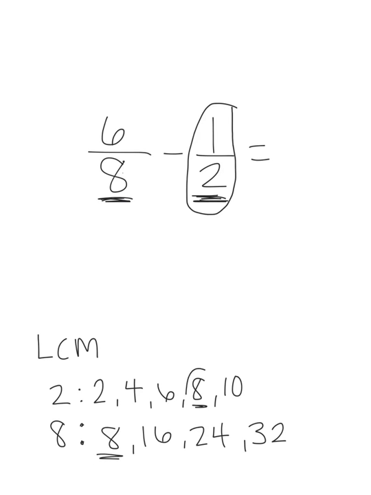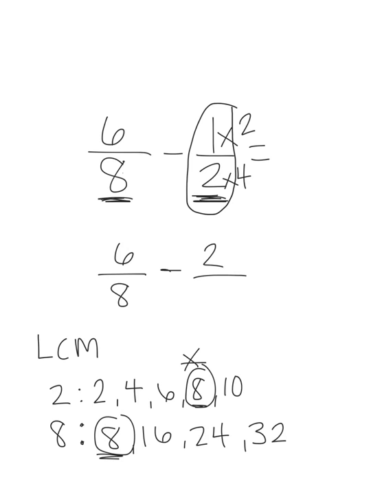So that just so happens to be my least common multiple. Okay. Well, 6/8, my denominator already equals 8, so I'm going to leave it alone. And I want to take my 2 and I want to convert that to an 8. I know if I take 2 and I multiply it by 4, that equals 8. And whatever I do to my denominator, I also do to my numerator. So 1 times 2 is 2, and 2 times 4 is 8.